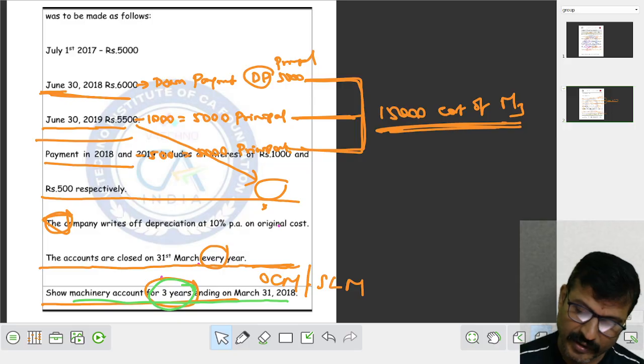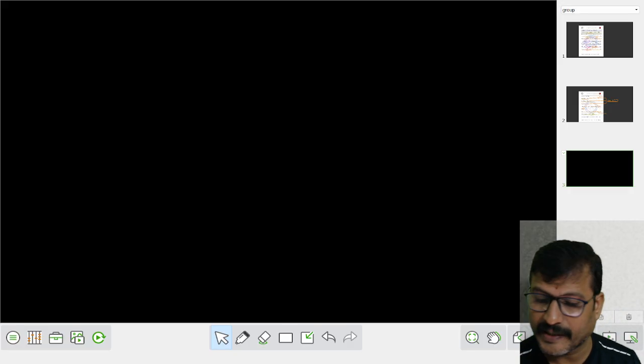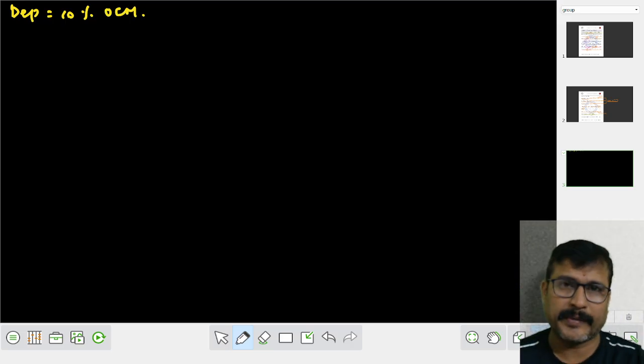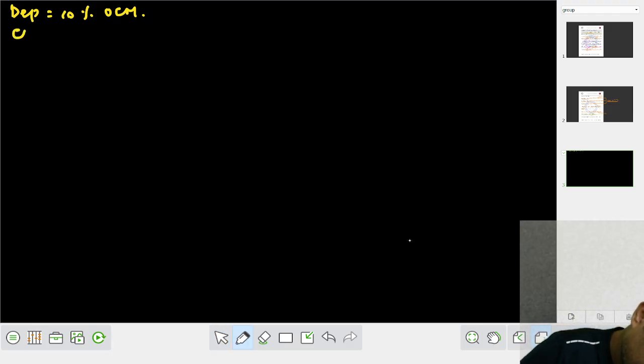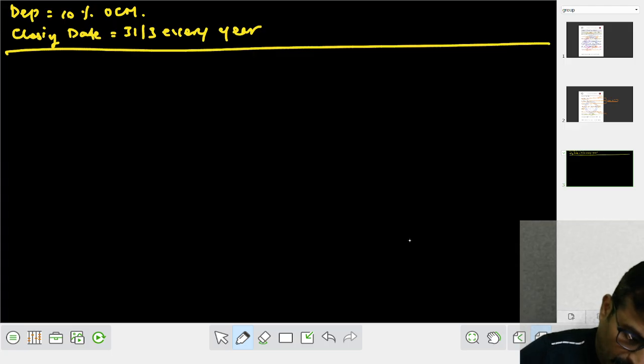Shall we do the solution for this particular problem? Fine. Let us have the presentation. First, how to make the presentation, my dear children? First, you remember depreciation is 10% under OCM method. Closing date. When the accounts are closed? 31st March every year. Now you get ready with format.